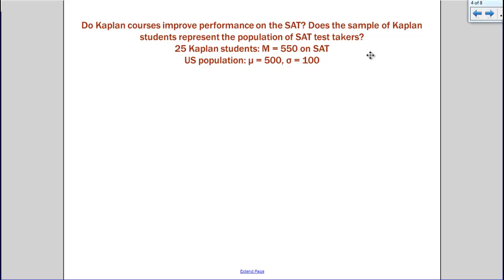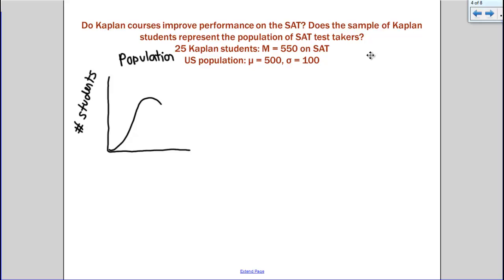Okay, so I'm going to go ahead and draw a picture of this distribution first. Now I'm going to draw two distributions here just to show you the difference. So the first one that I'm going to draw will be the population distribution, and you should be familiar with this. So we would have the number of students along the y-axis, or the frequencies. Again, we're going to assume normal curves. And we know that the mean for the population of SAT test takers is 500. And with a standard deviation of 100, that means that most scores are between 400 and 600.